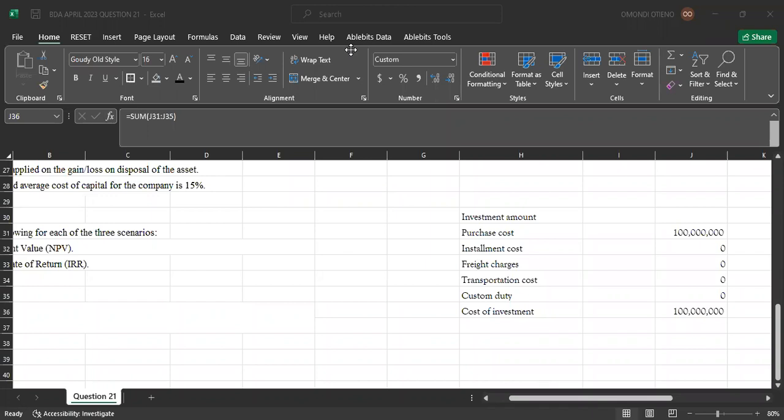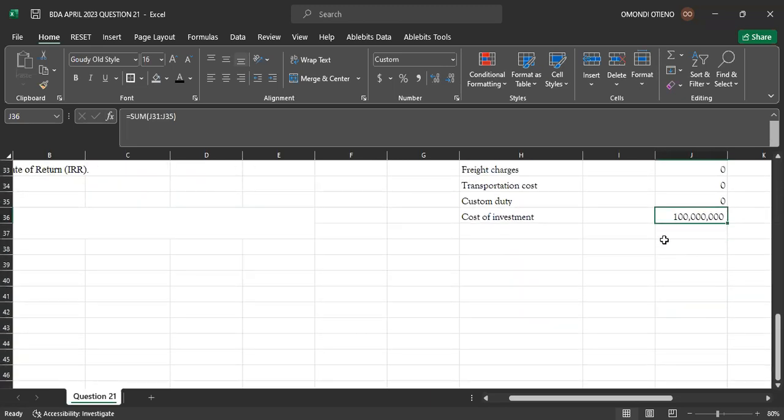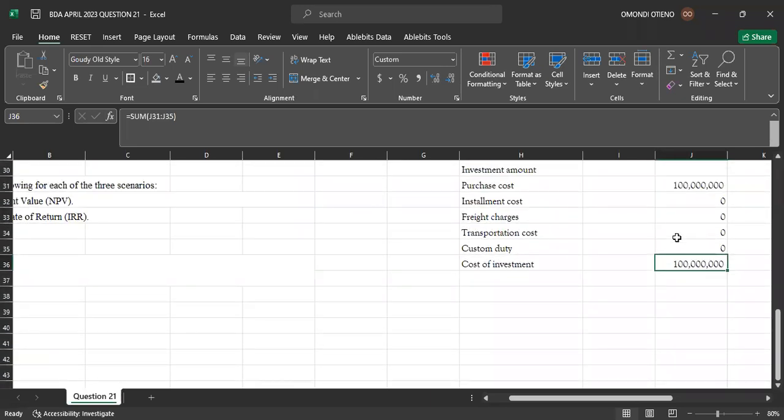If you are told that it's going to be depreciated on straight line basis, we first of all calculate this before we look at the method. Before we look at the method, we first of all get the cost of investment. This is the cost of that particular investment. This is the initial amount that we are incurring to bring the assets in place. This is the amount we are going to depreciate. Once you reach this point, you now look at the depreciation method.